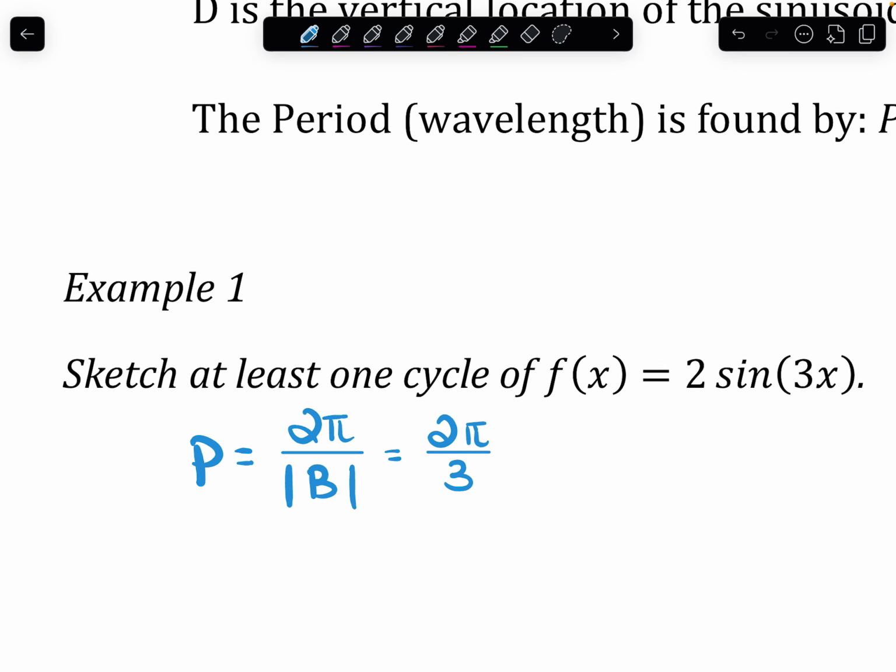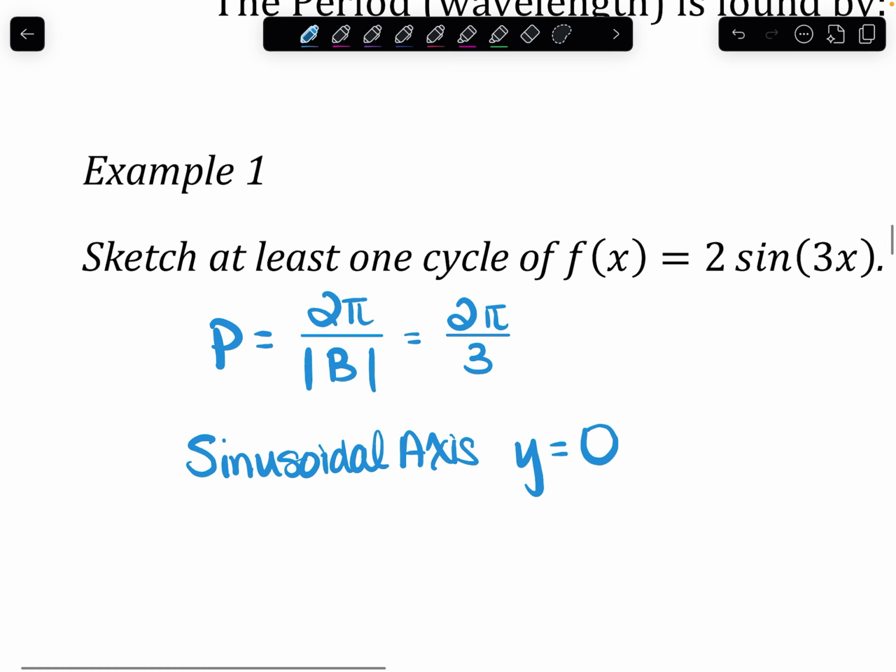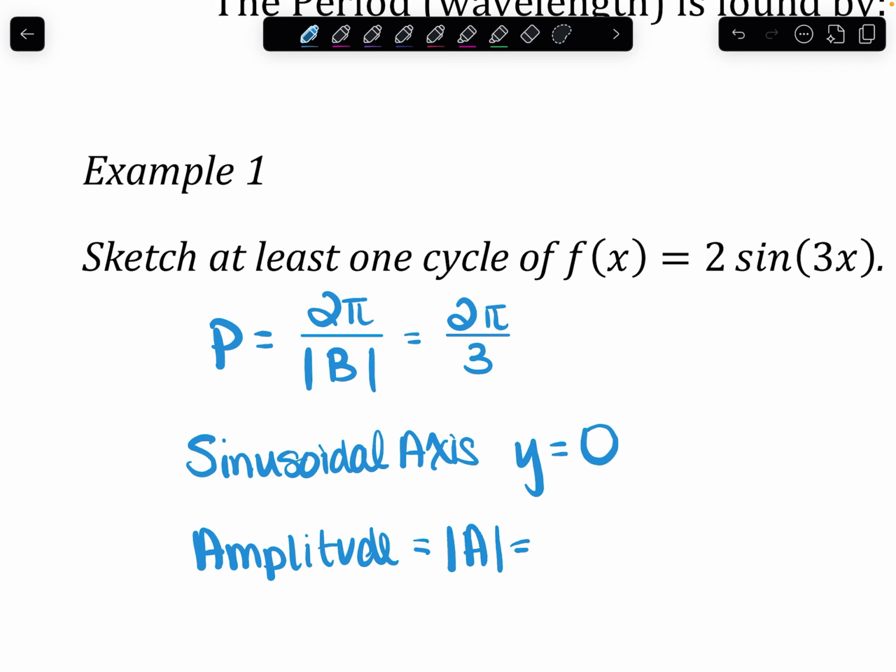The sinusoidal axis, this is what I call the midpoint between the high of the wave and the low of the wave. So our sinusoidal axis is at D, and since there is no D, it's going to be at y equals 0, so it's going to stay in the same place as the parent function. Then we need our wave height or our amplitude, which is the absolute value of A, which is 2. So what that means, from our axis, we will go up 2 to get the high of 2. We go down 2 to get the low of -2.